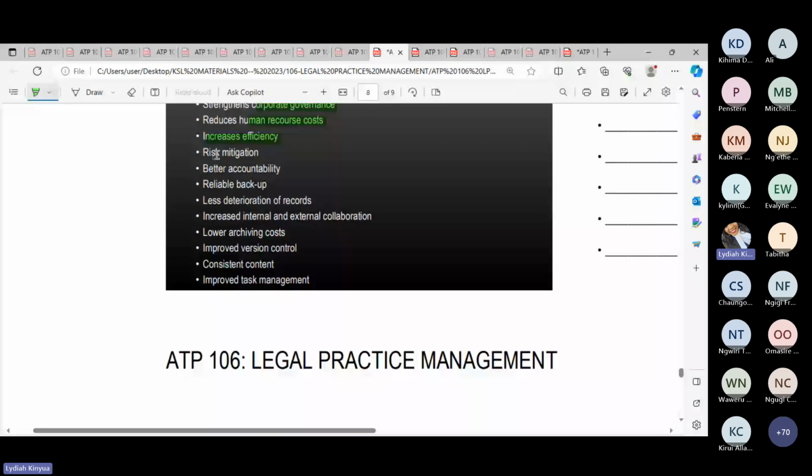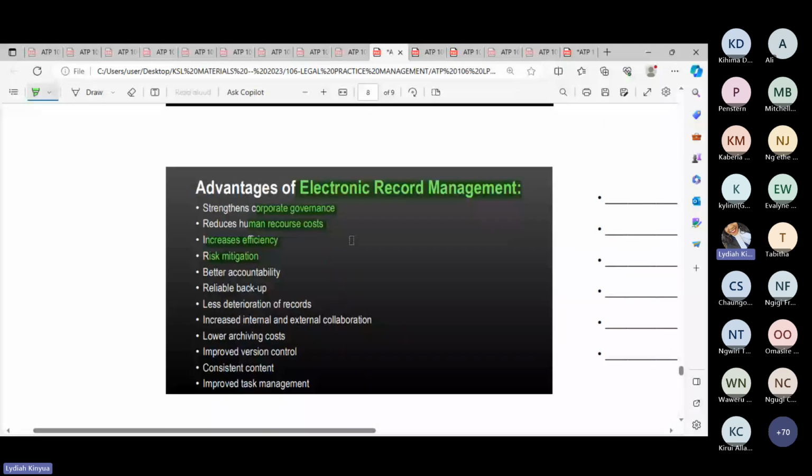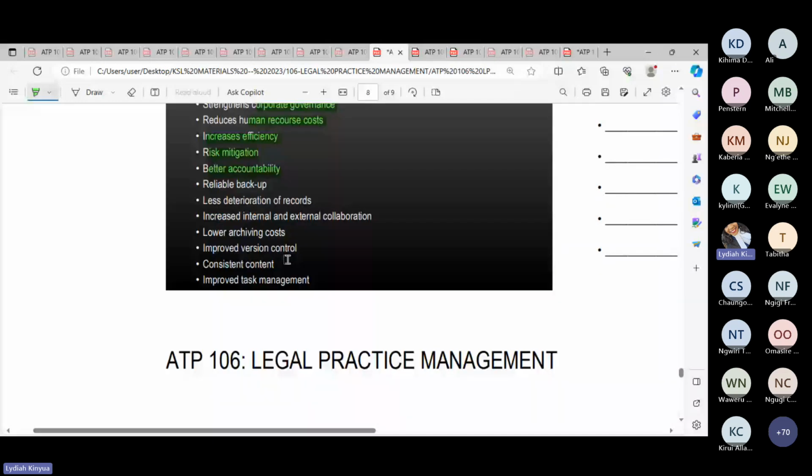You see, if the file is in a computer, you have a backup mechanism. If it's a paper record, people will lose it. Better accountability: if anyone accesses, let's say the portal, we're able to see who's accessed and who's read the file. A reliable backup: you can store your documents maybe in a cloud. Equally less destruction of records because it's not a paper record. Increased internal collaboration. Lower archiving cost, you don't even need to archive. Improved version control, consistent content, improved task management, basically everything that comes with ICT.